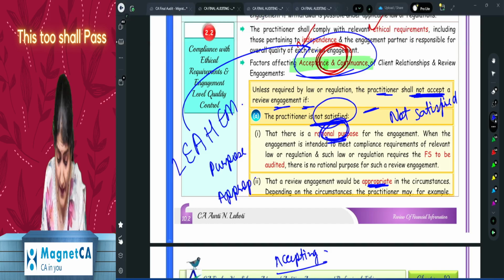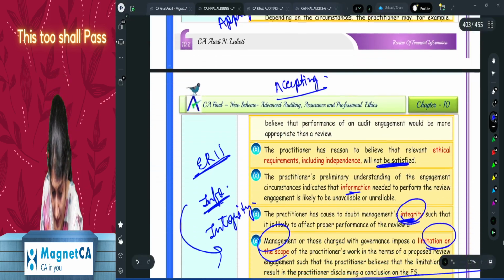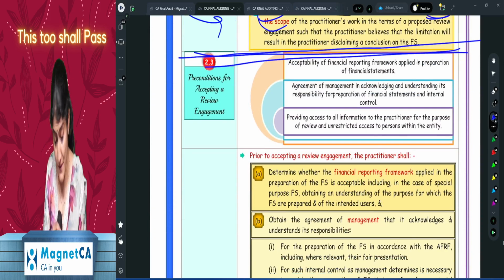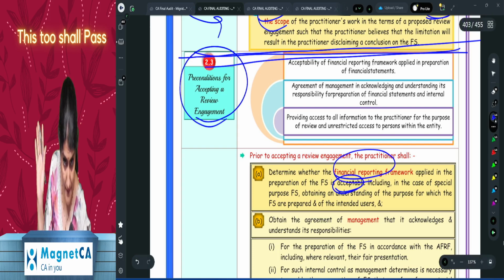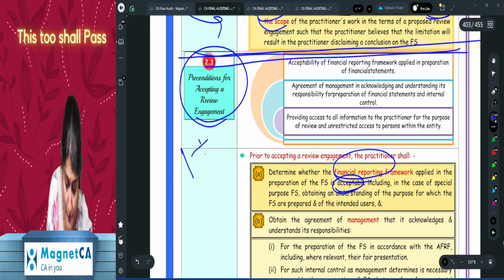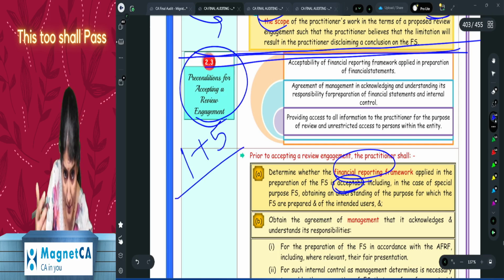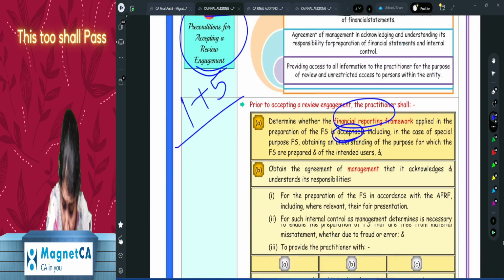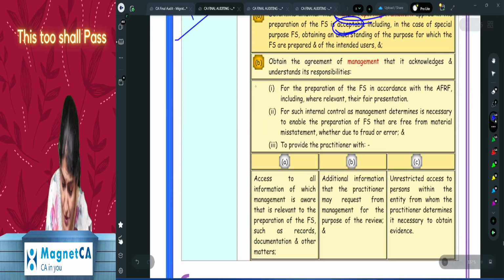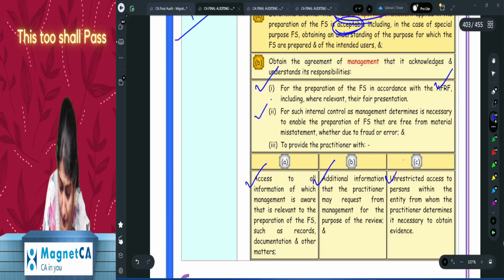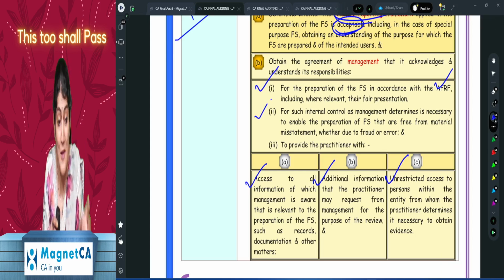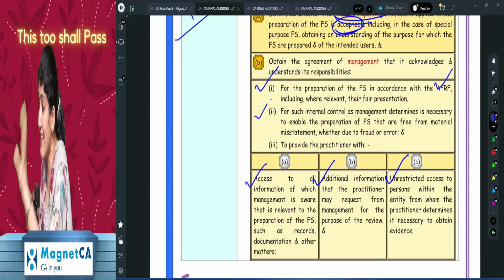Okay, then after that, the next set of points, after the ethical requirements and quality control, are the preconditions, right? So again, what is the main precondition? The acceptability of the AFRF. You remember the preconditions, everyone, 1 plus 5, right? So the acceptability of the AFRF. After that one is fulfilled, what are the five? Preparation of financial statements, management, your responsibility. Internal control, management, your responsibility. To provide the auditor with all, no, not auditor, practitioner, with all information, additional information, and unrestricted access.